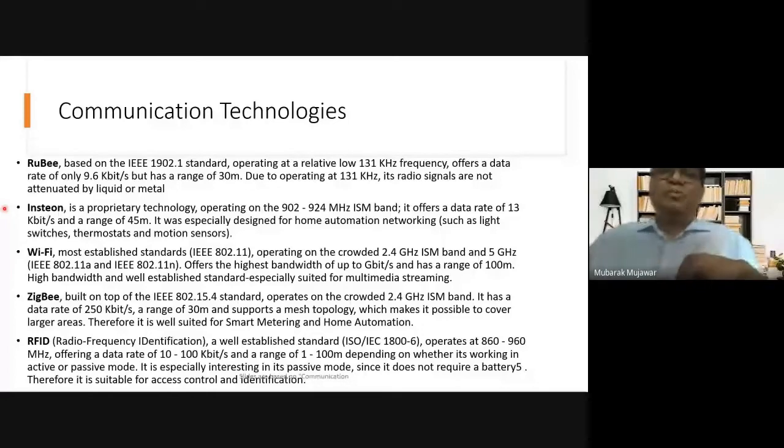Okay. So for smart home, we are not choosing any one particular technology, but rather we are recommending at least two or three different technologies for different applications.